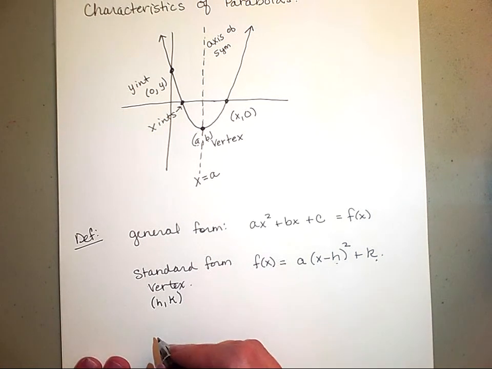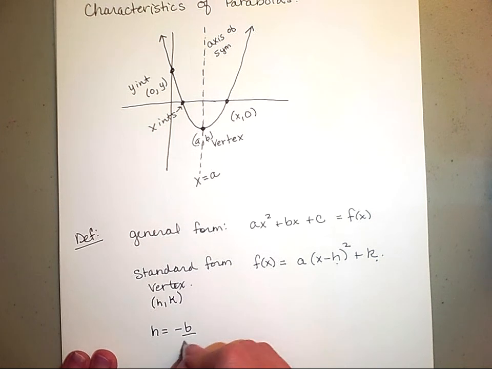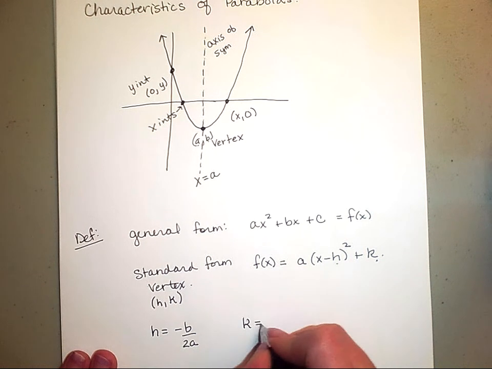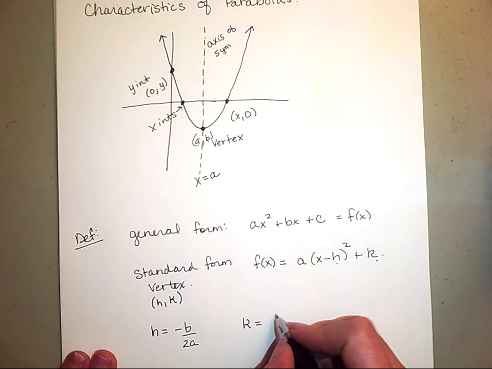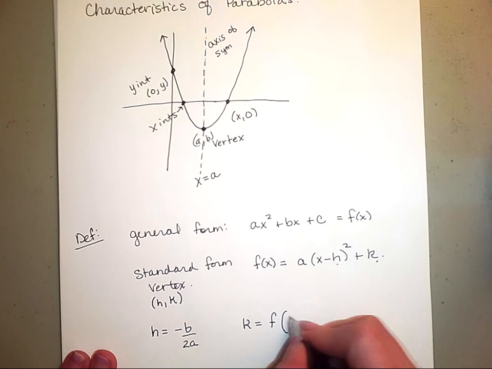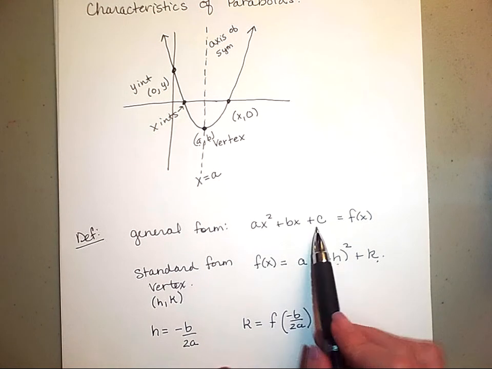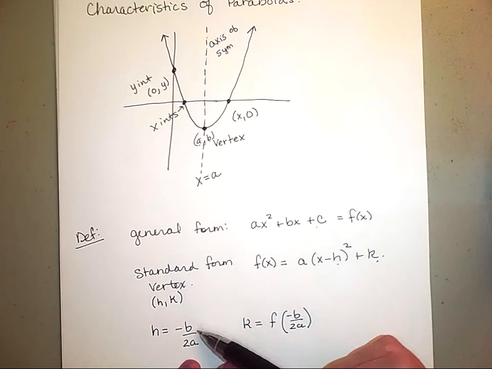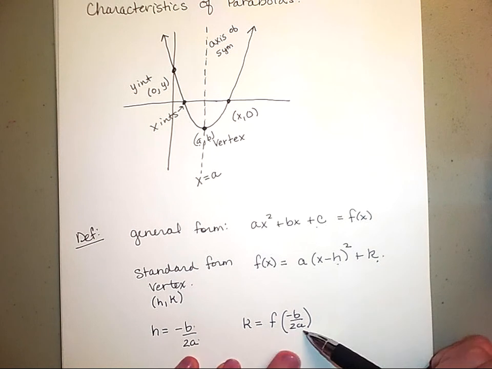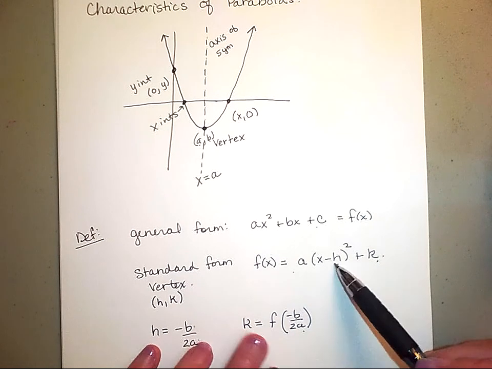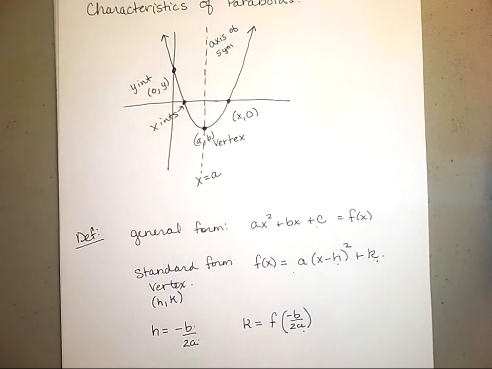So the other way you could find it is that h is equal to negative b over 2a, and k is equal to the function evaluated at negative b over 2a. Okay. So if you have the standard form or the general form, I would just generally go with this. And if you have it in the vertex form, you can just directly read it.